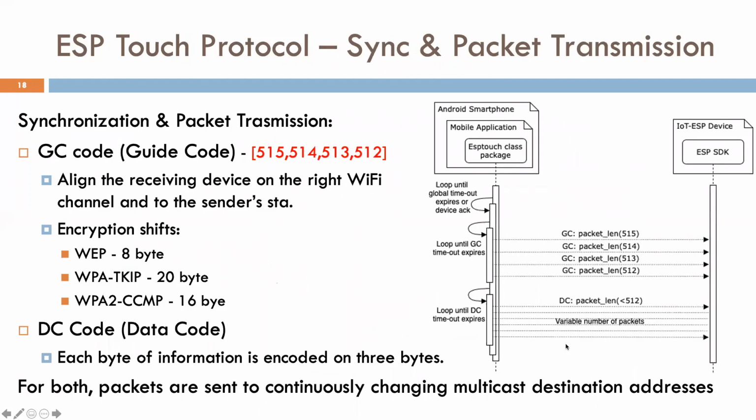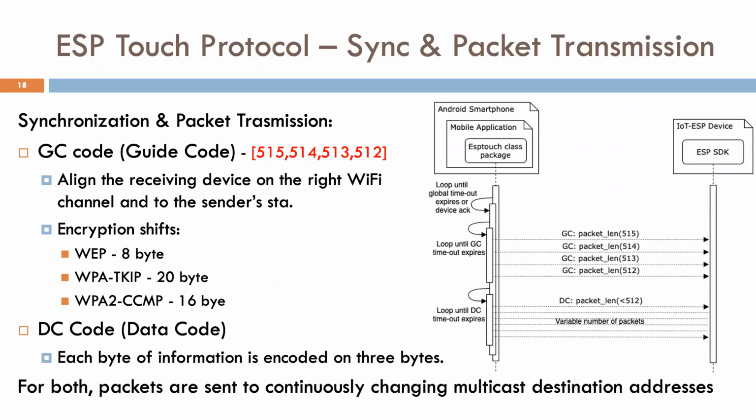Well, as anticipated, since the communication channel is unicast, the protocol requires a synchronization schema to align the 2 endpoints. The ESP touch defines 2 sequences that are encoded in the length fields of network packets: the guide code sequence and the data code sequence. The guide code sequence has 2 purposes. The first one is to align the receiving device on the right Wi-Fi channel and to the sender.